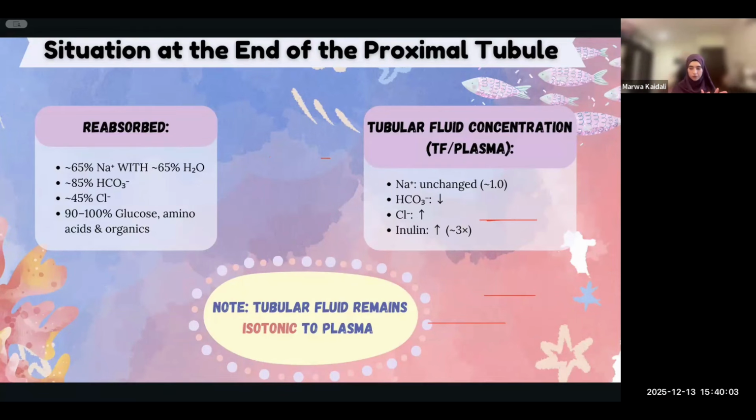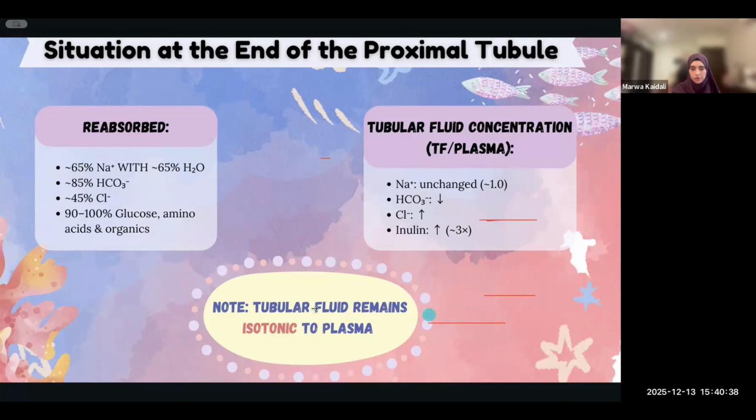Because we have the tubular fluid and then you have the plasma. So when you look at the concentration of inulin in the tubular fluid, you're going to find that it's higher than the concentration of inulin in the plasma. Because a lot of water is leaving. So if it doesn't get reabsorbed, that means tubular fluid concentration is higher. Yes, exactly. And the reason why it increases is because water is going to leave. So it's going to show as a higher concentration compared to the plasma.